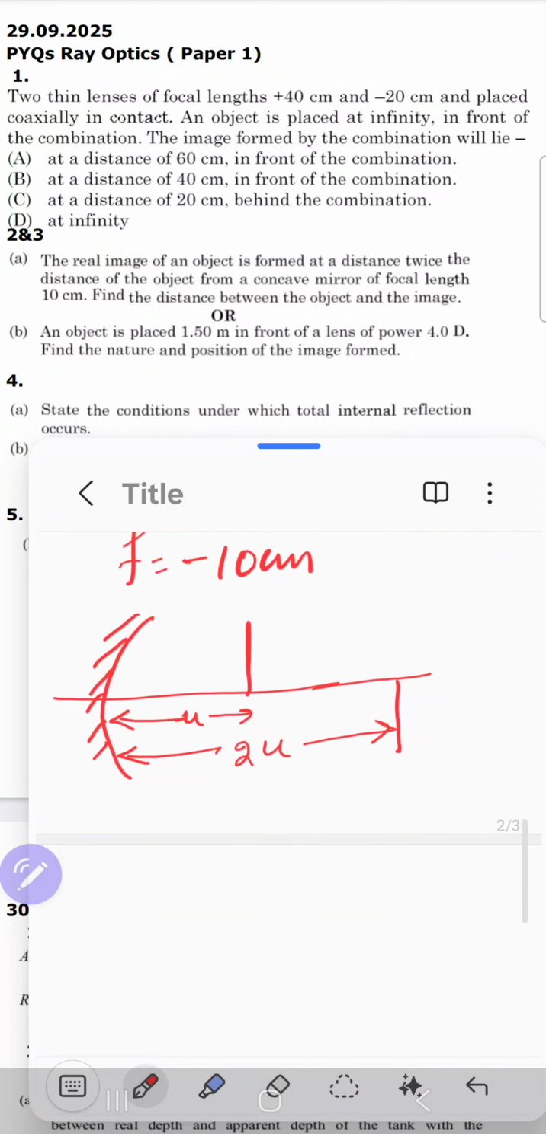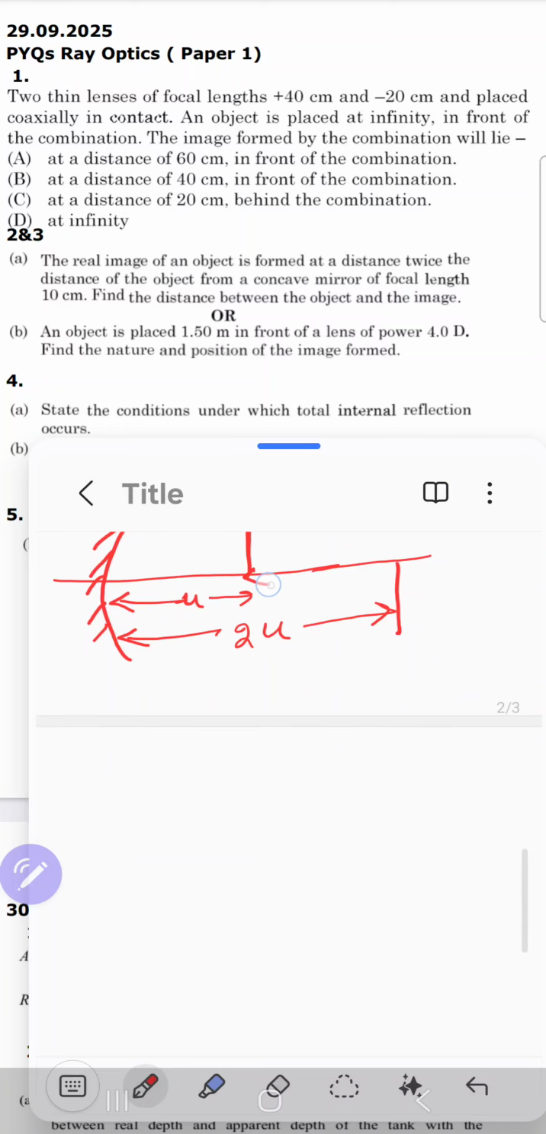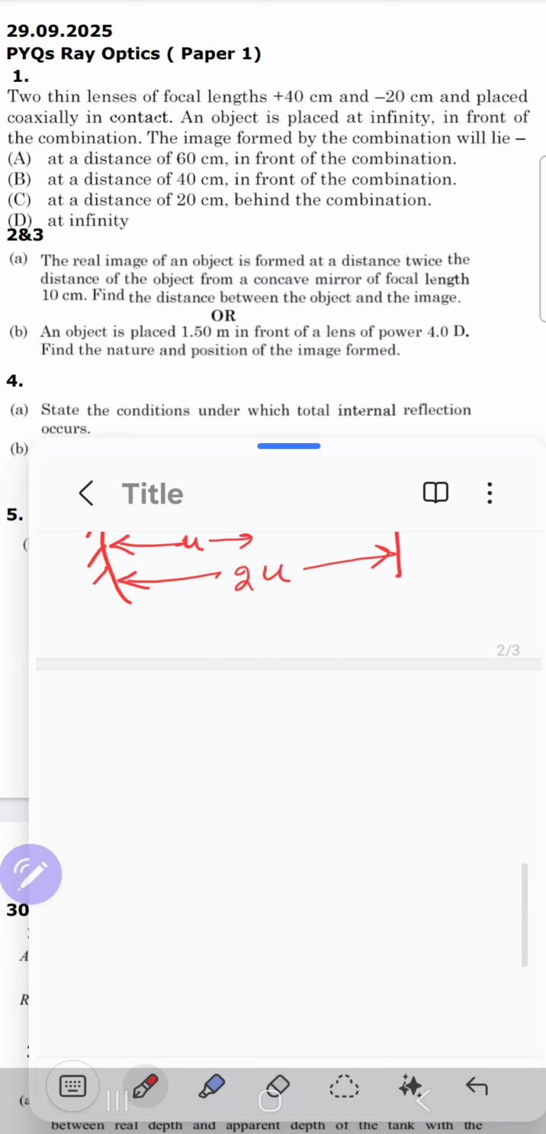Now using this concept we can find, and what we have to find here is the distance between the object and the image. So this distance we have to find out. So we need to find out the u basically here. This is also u, plus u is 2u. So we need to find out u here using the formula.